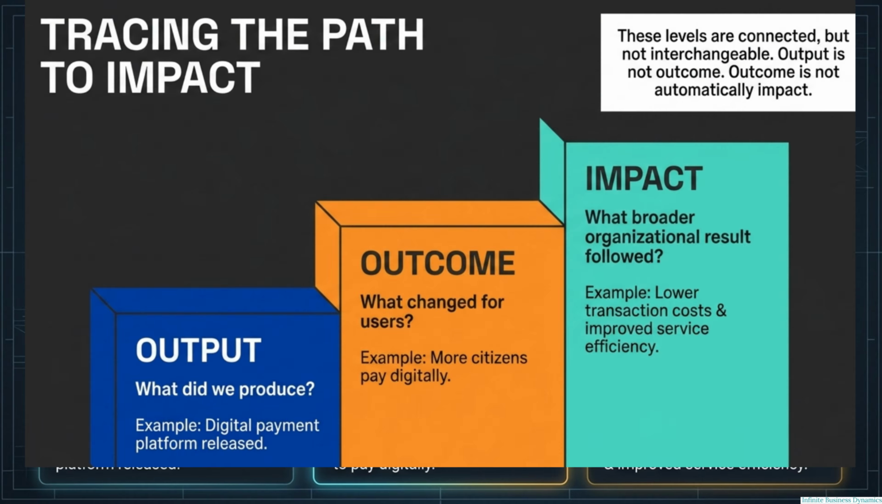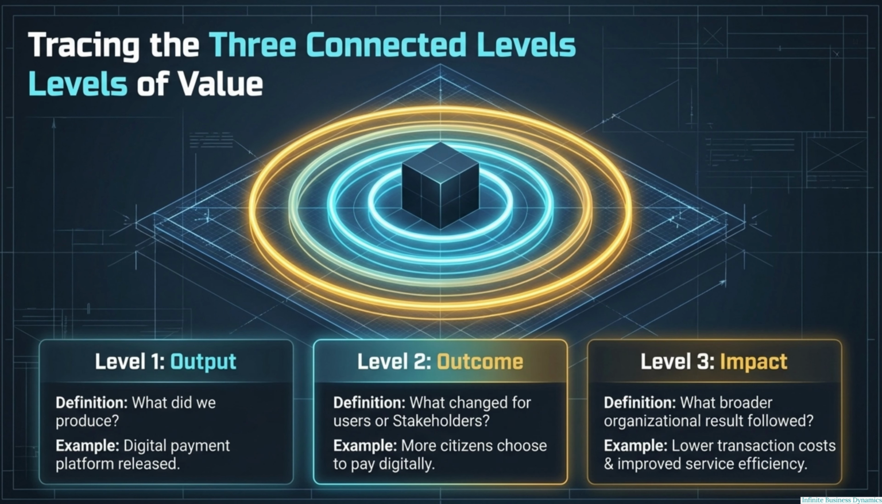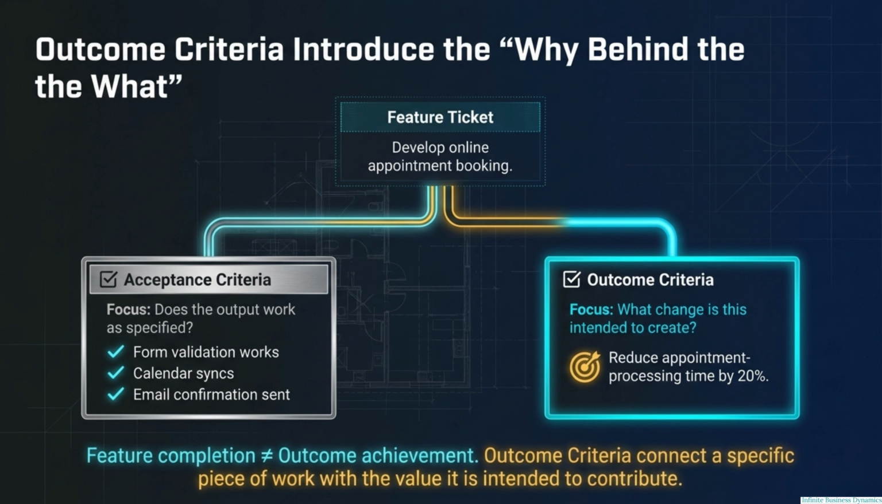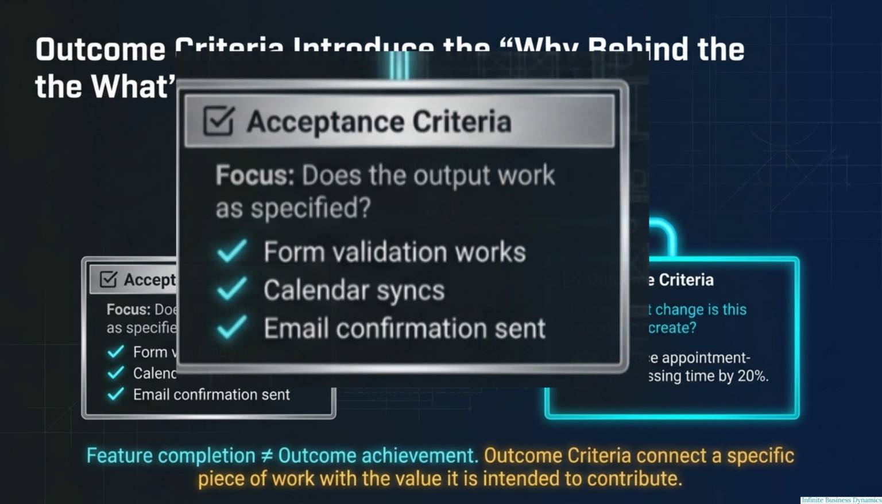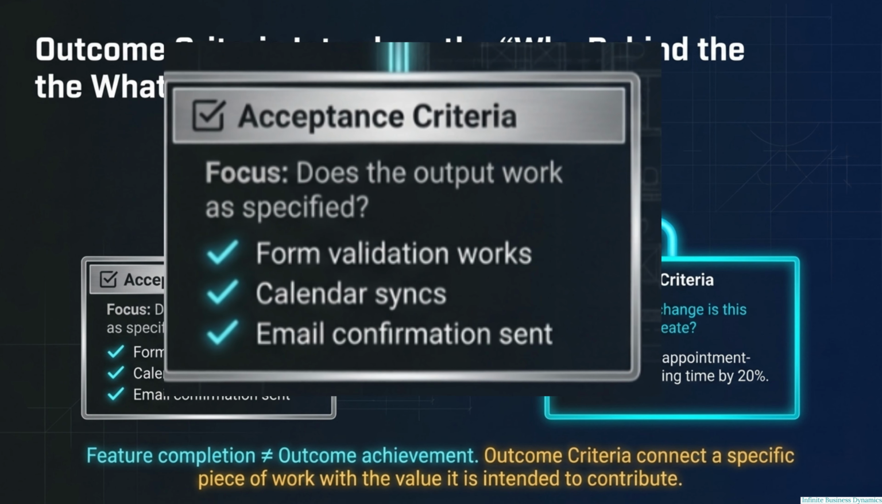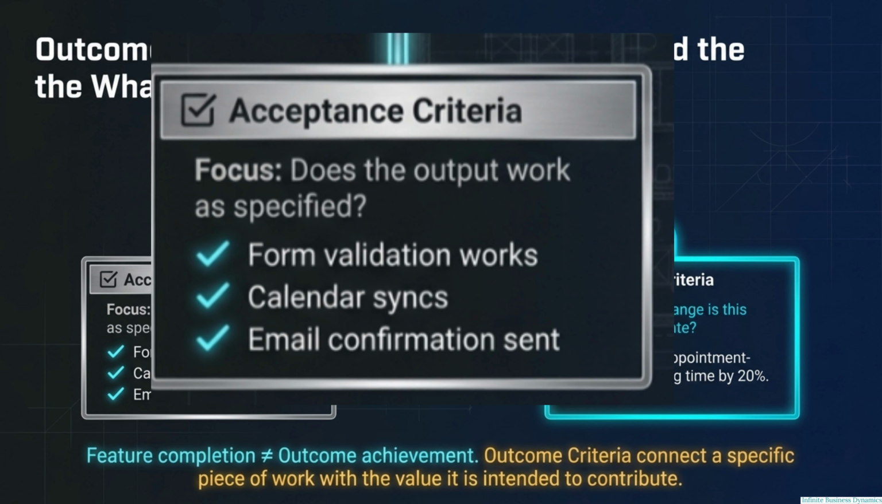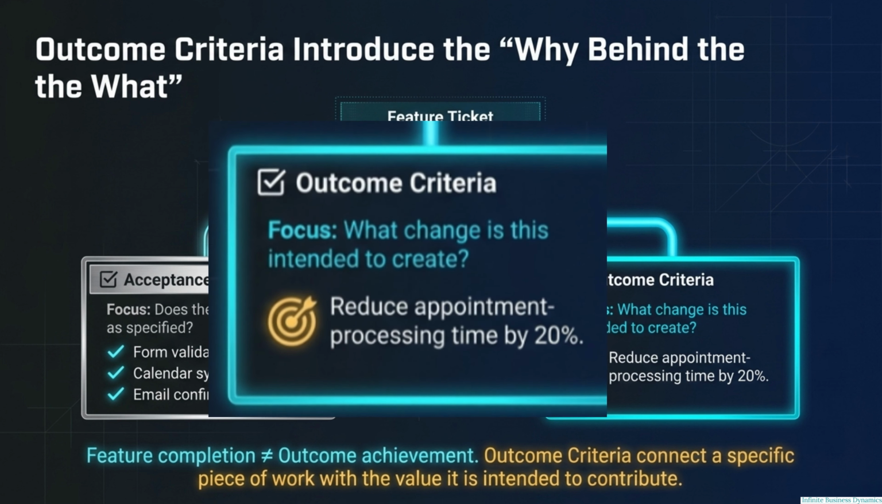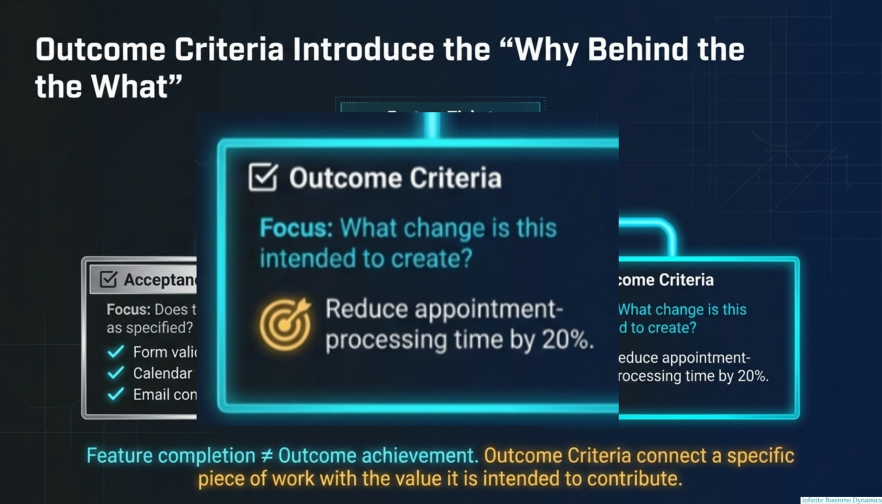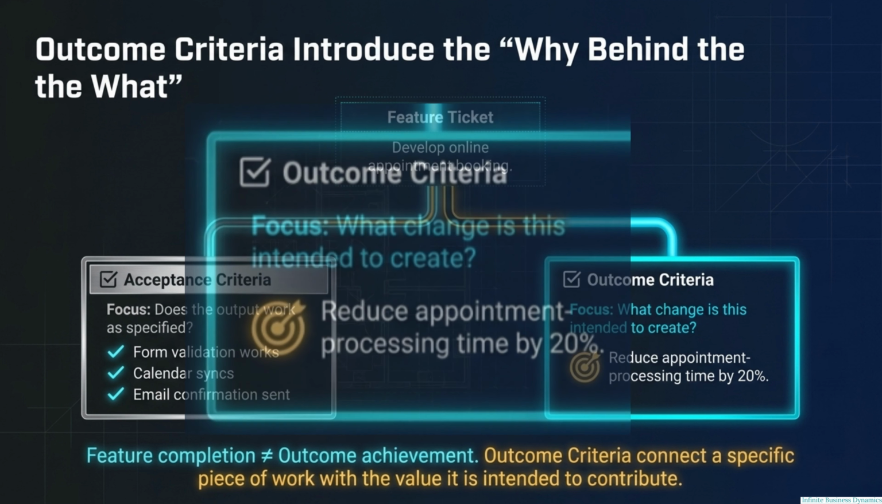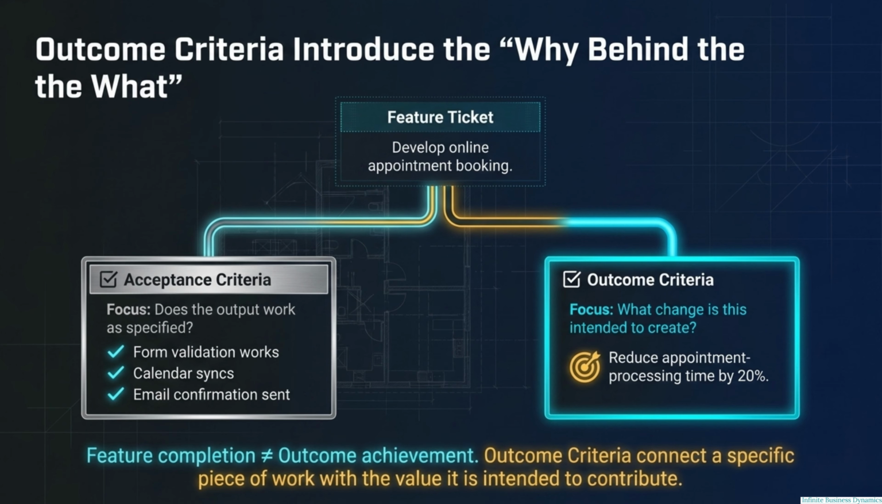Every single level depends entirely on the success of the one right before it. To manage all this practically on a day-to-day basis, we have to clearly separate acceptance criteria from outcome criteria. Acceptance criteria simply ask if the output works. Did the confirmation email send? Outcome criteria, however, introduce the why and ask what change is intended. Did we actually reduce appointment processing time by 20%?